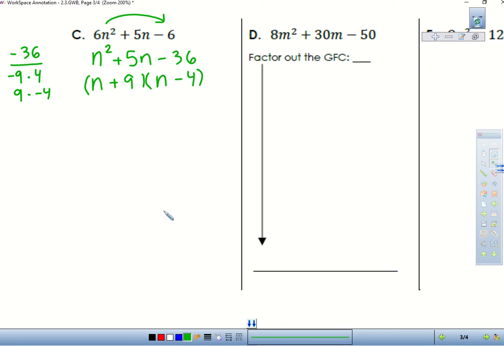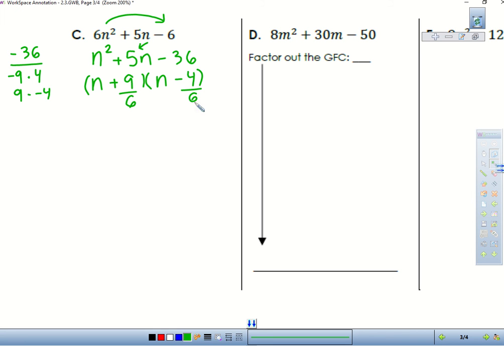Does everyone understand why we picked the larger number to be positive here? Because this has to be positive. In the sum of a negative and a positive, if the larger number is the positive, the result is going to be positive. Okay? So now from here, we're going to divide by our a term.